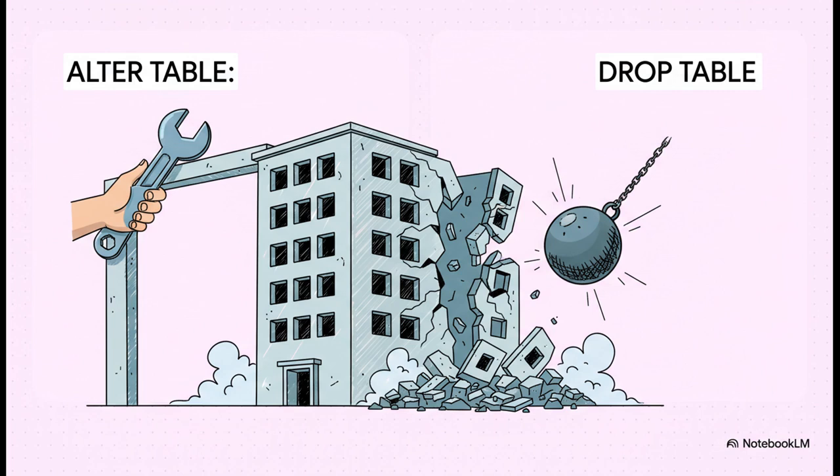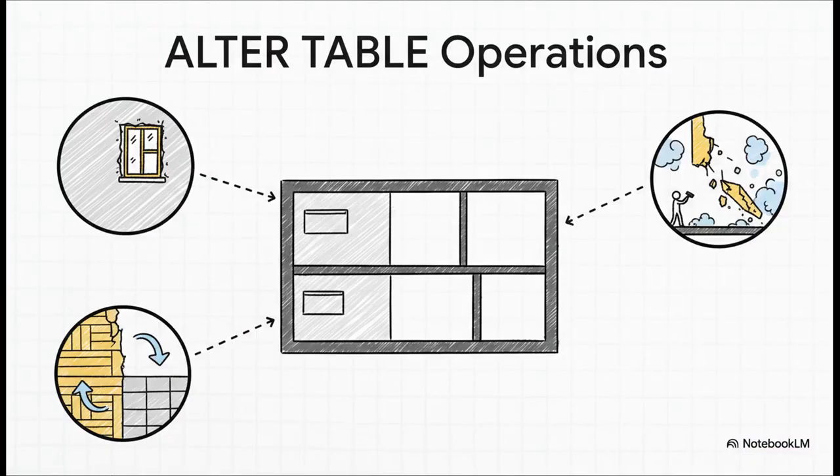Think of it like this. Alter is like renovating with a wrench. It's for making careful, precise little changes. Drop table, however, that is the wrecking ball. It is total, it is irreversible, and it destroys the table and all the data inside it. That makes it one of the most dangerous commands in all of SQL, and you have to use it with extreme caution.